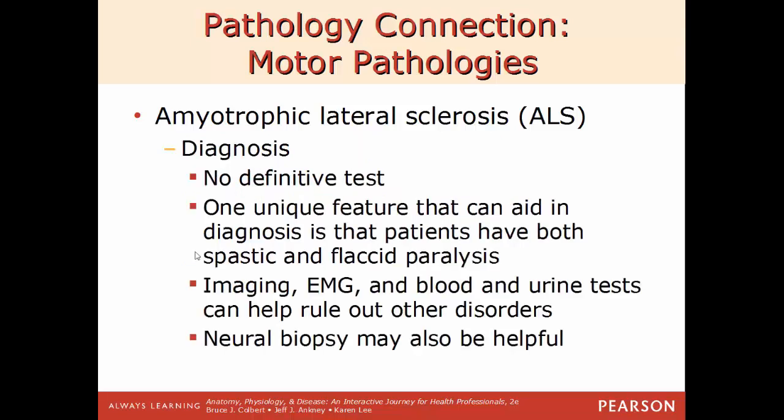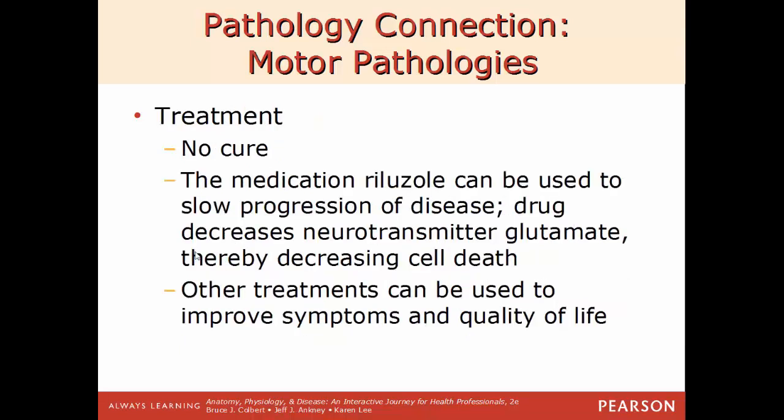Diagnosis: there's no one clear definitive test for ALS. The one unique feature that can aid in diagnosing this condition is that patients will have both spastic and flaccid paralysis. Imaging, EMGs, blood and urine tests are helpful to rule out other possible explanations. A neural biopsy may also be helpful. Treatment for Lou Gehrig's disease: there is no cure, unfortunately. There are drugs that can help slow the progression of the disease. There are drugs that can help decrease the production of glutamate, thereby decreasing the rate of neuron cell death. And there are other treatments that can be used to improve the symptoms and improve the quality of life, but there's no definitive cure just yet.